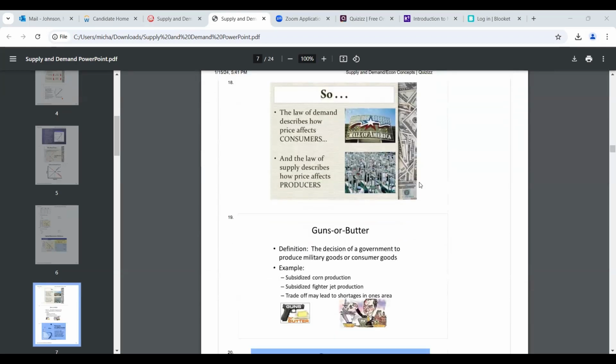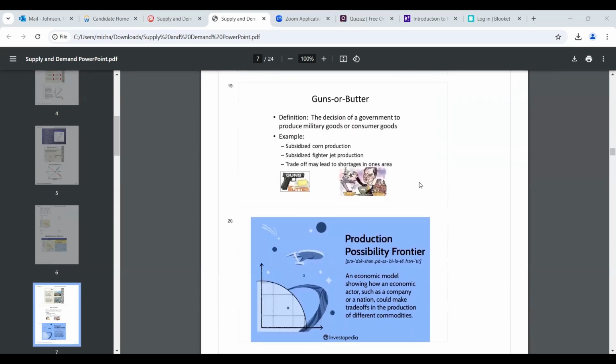So the law of demand describes how price affects consumers, and the law of supply describes how price affects producers. So guns or butter, definition: decision of the government to produce military goods or consumer goods. Example: subsidized corn production, subsidized fighter jet production. Trade-off may lead to shortages in one area. So this happens a lot in wartime. The government may spend more money on military goods rather than consumer goods, and there might be a food shortage.